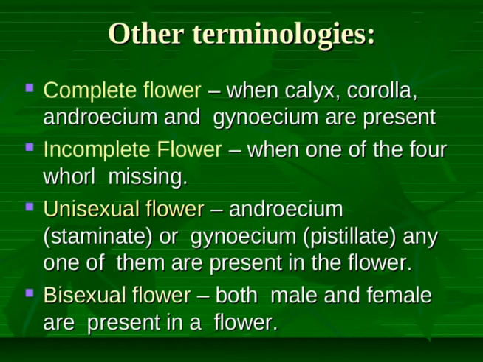If a flower has calyx, corolla, androecium and gynoecium, that flower is called a complete flower. If any one of the whorls is missing, it is called an incomplete flower. If only one sex organ is present, either male or female, having either androecium or gynoecium alone, that flower is called a unisexual flower. And if both male and female reproductive parts are present in a flower, it is called a bisexual flower.